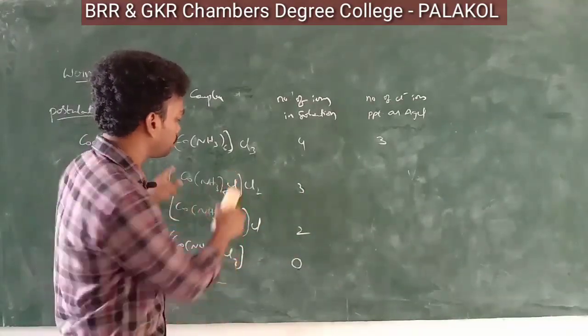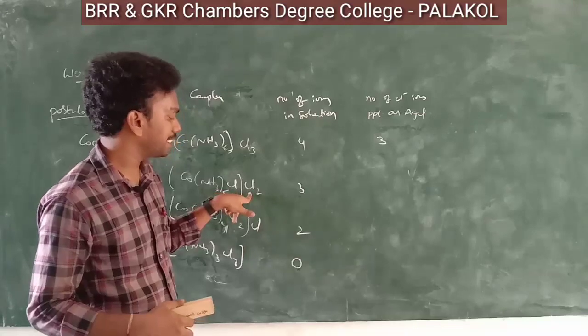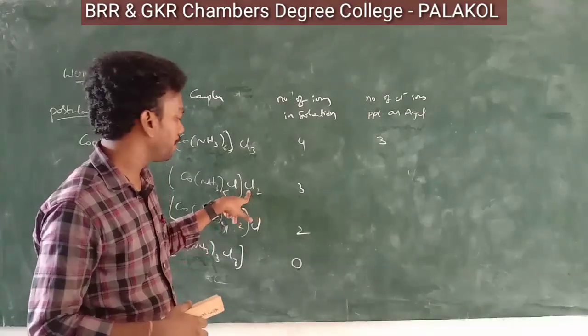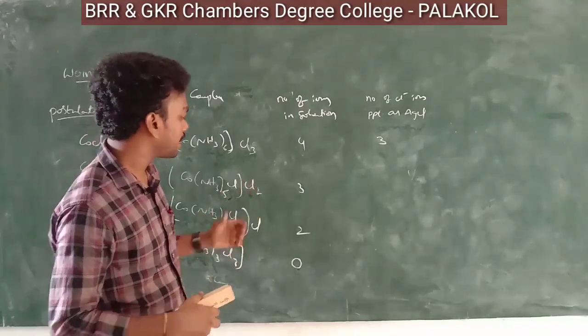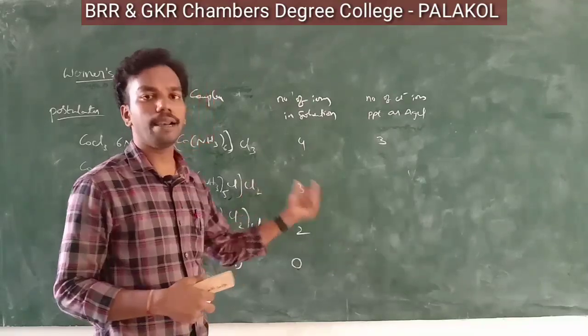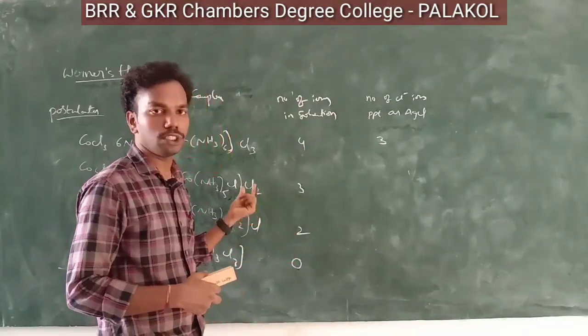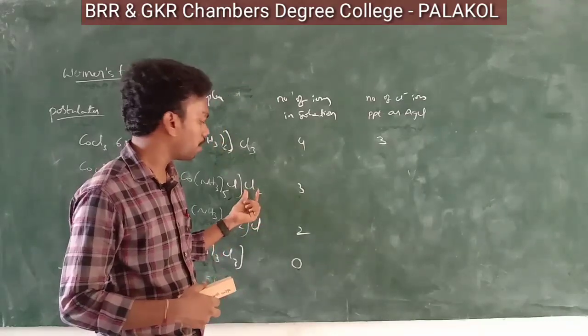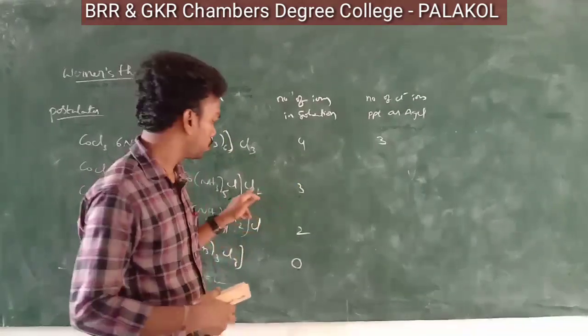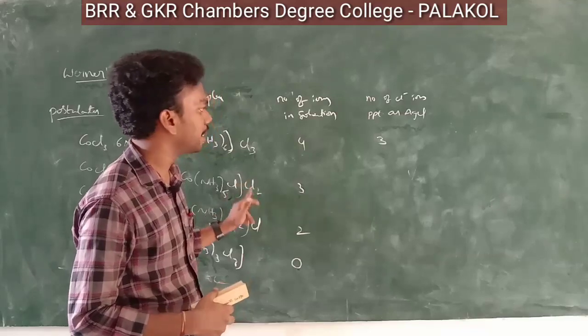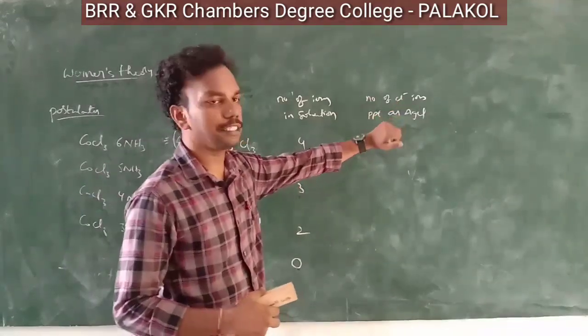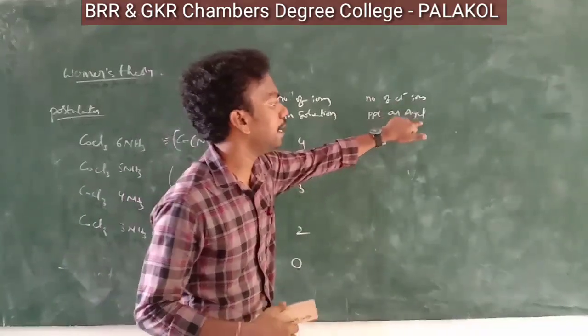But outside this coordination sphere, that is in the ionization sphere, we have 2 chloride ions. These 2 chloride ions are available as 2Cl minus, because they are in anionic form. So these 2 Cl minus ions react with Ag plus ions and form AgCl precipitate.